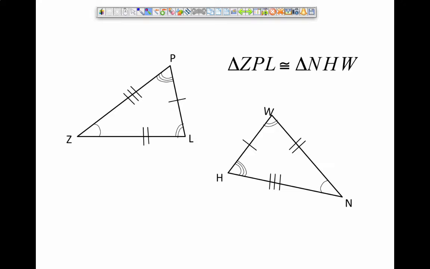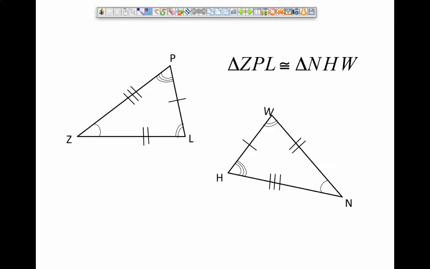Up here, which angle do you think would go with L without looking at the marks? Which angle on this side would go with the L? W. And that's true because look, L and W both have matching marks. Goes the same thing for sides. The order matters. Side HW goes with which one over here? PL. Okay, so that matters, the order of it.